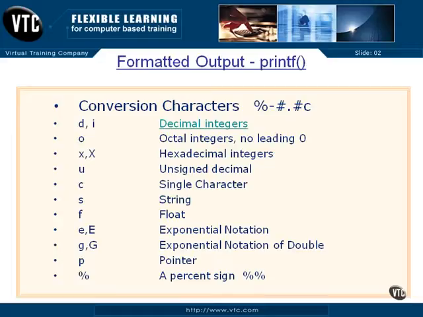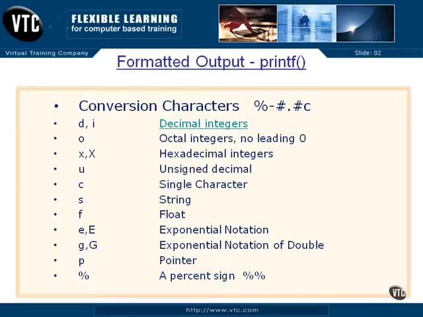X and capital X will print a value in hexadecimal, base 16. A lowercase x will cause the letters of the hexadecimal value to be in lowercase. A capital X will cause them to come out uppercase. A U is used for an unsigned decimal. A C is for a single character. S is for string. We've already seen that. F is for float. We looked at that in the previous one.